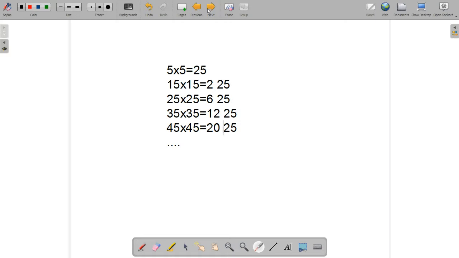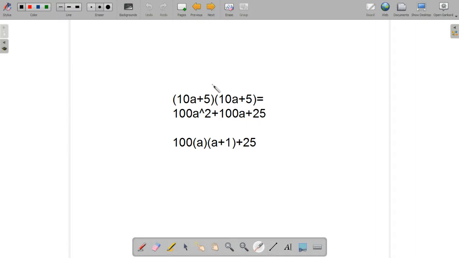Okay, so now let's make this into a formula. 10a plus 5 represents any number ending in 5: 15, 25, 35. So what happens when we multiply it by itself? Well, we basically get this long formula. And this looks ugly. We want to make it look better.